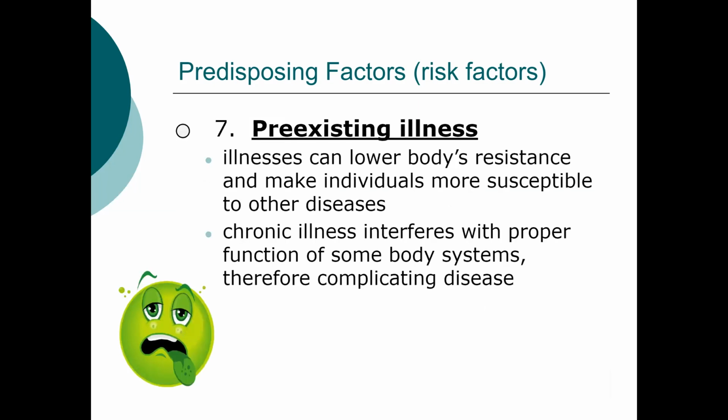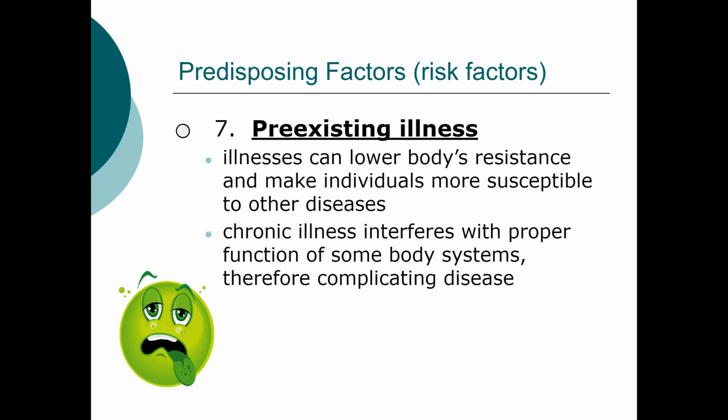Pre-existing illnesses. Illnesses can lower the body's resistance and make individuals more susceptible to other diseases. So this goes back to what I talked about the other day. If your body is already dealing with something and a foreign pathogen comes in and introduces itself into the body, well, your body's already trying to fight off something else. Now it's trying to fight off this new pathogen, and it can't work that way. Something's got to give. One of them is going to give way to the other.